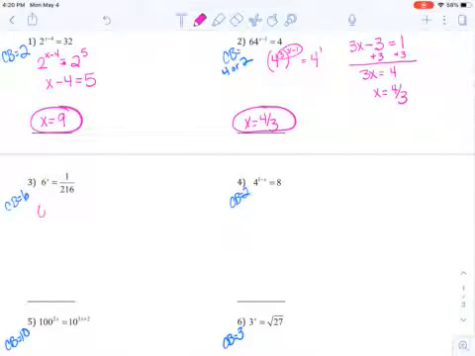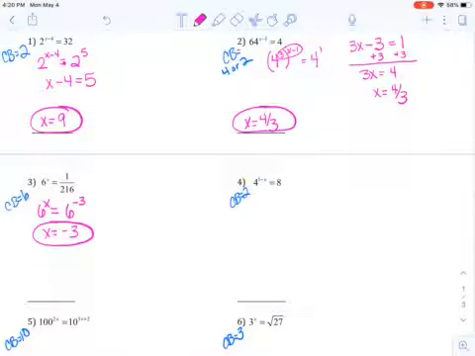Okay, this one is 6 to the x. 216, the common base is also 6, and that's to the negative 3 power. And so that's just straight across, x equals -3. You don't even need to solve with that one.